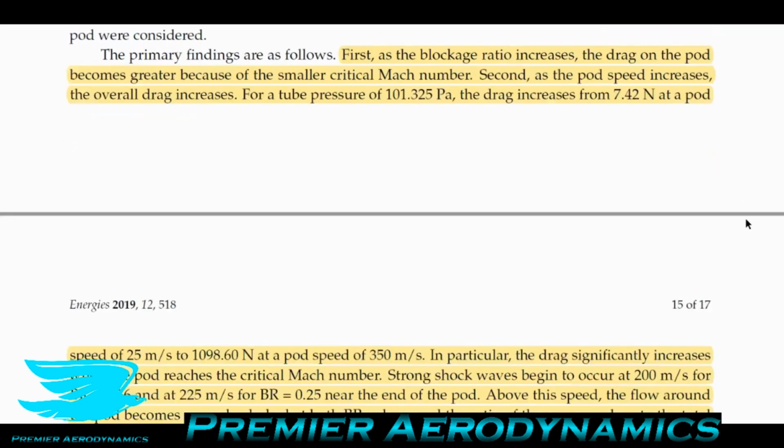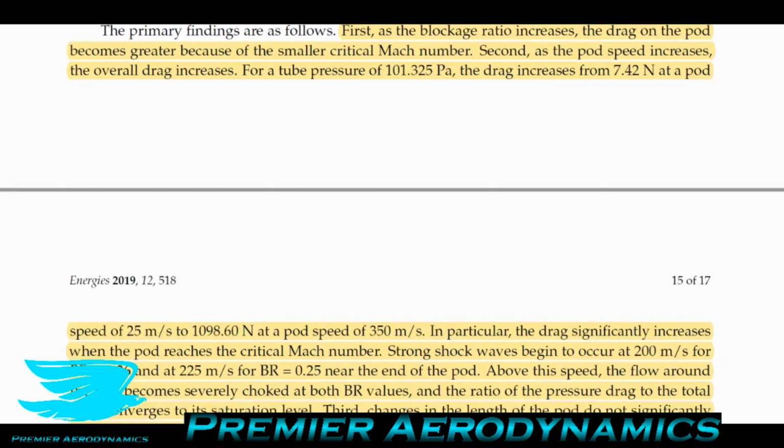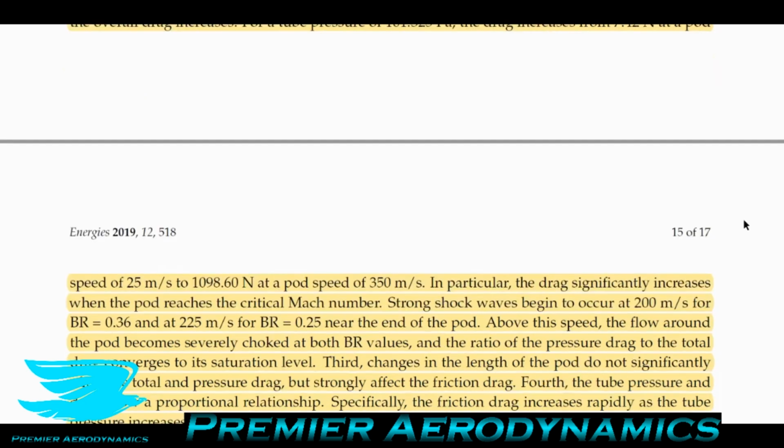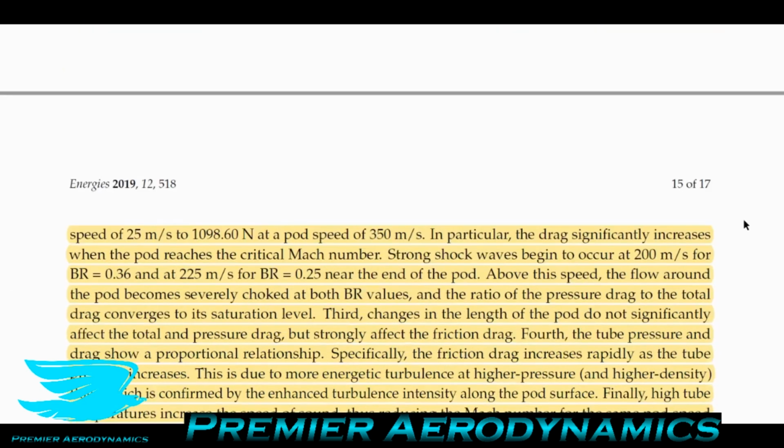For a tube pressure of 100 pascals, the drag increases from 7.42 newtons at a pod speed of 25 meters per second, which is nothing. It's like less than a kilo of force. It's like a pound force. It increases to 1,000 newtons at a pod speed of 350 meters per second, which is still almost nothing.